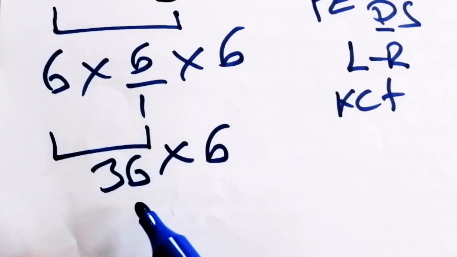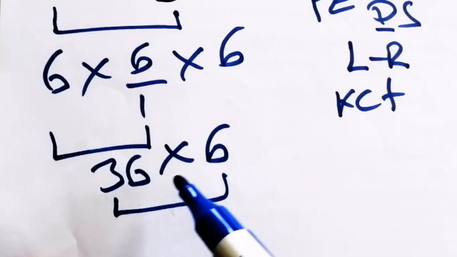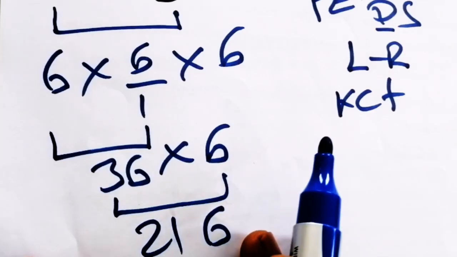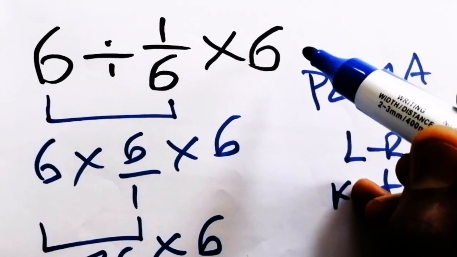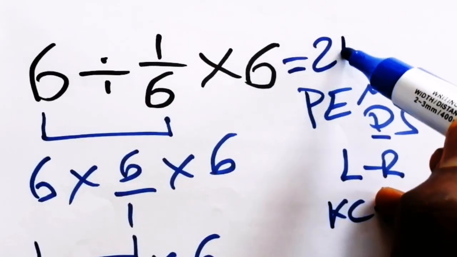36 times 6 means 6 times 6, which is 36, yeah? Right, 6, remainder 3. 6 times 3 is 18, plus 3, which is 21. So 216 is the correct answer of this problem. Okay? The correct answer of this problem is 216.